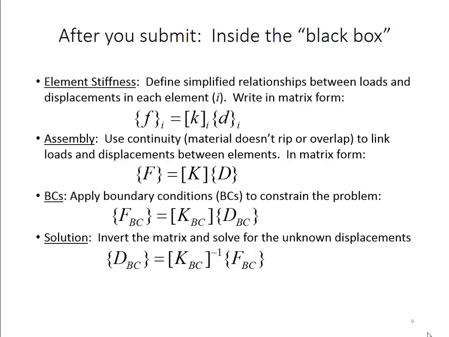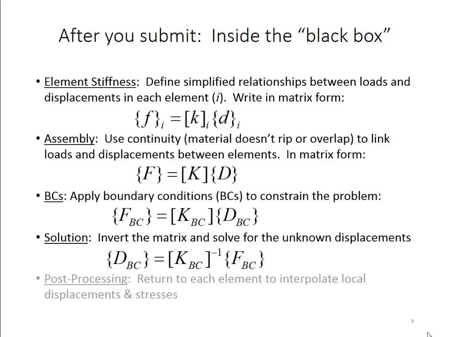Then finally, you take the inverse of the KBC matrix, and that allows you to come up with a vector of now known displacements. So DBC would be all the known displacements. And then finally you do the post-processing. So you go back to each element, and you interpolate local displacements and stresses in them.